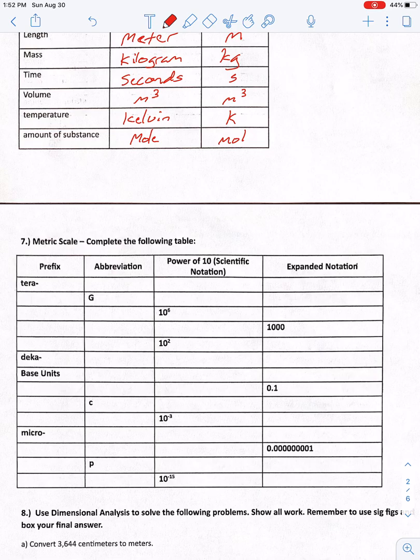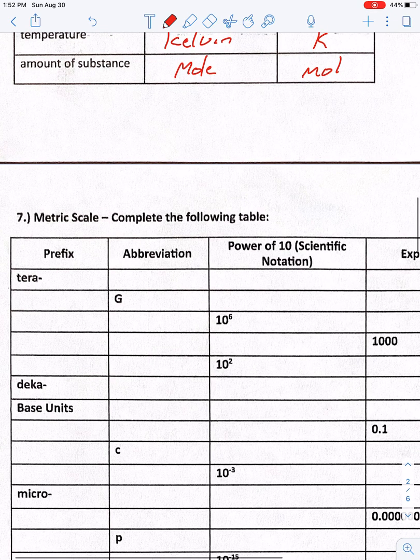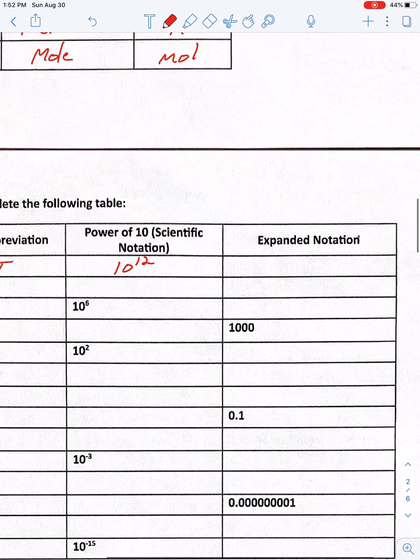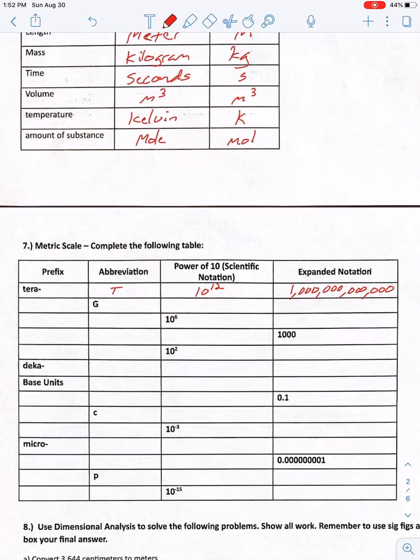So what we're going to start off with is tera. Tera is abbreviated by T. The power of 10, remember tera is our biggest one, so 10 to the 12th, and that number is actually a lot of zeros. Actually, I think the easiest way is to start at base units, because if you can start at base, you can figure out where to go from left or right. So instead of going all the way down, I'm going to start from the base units.